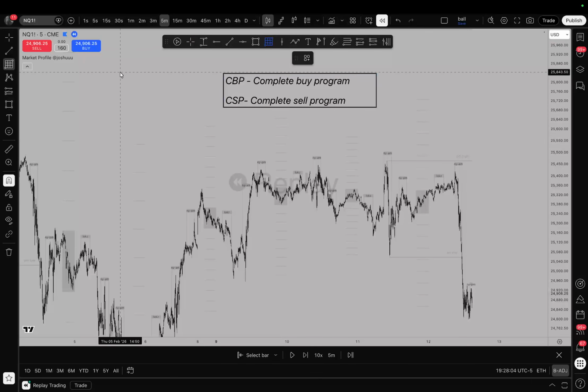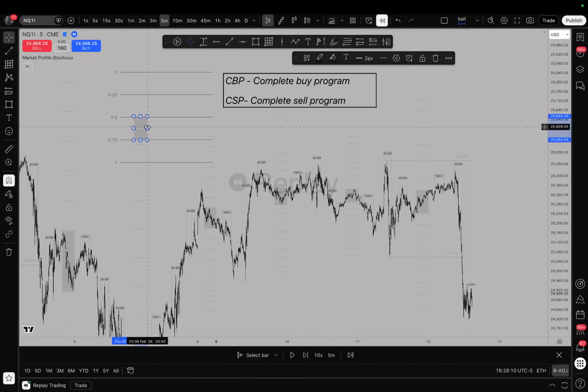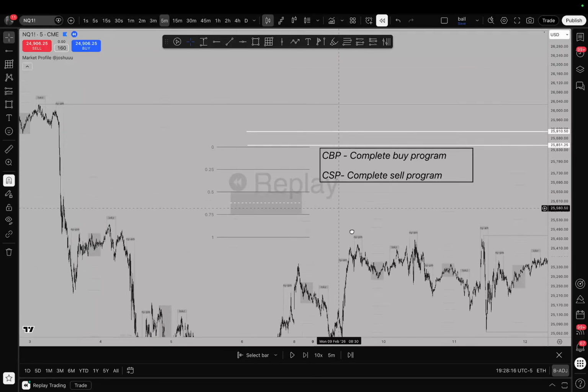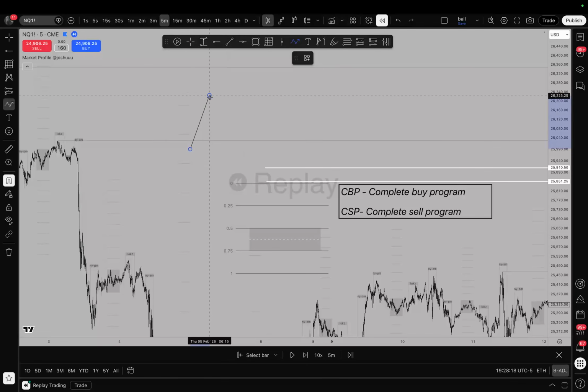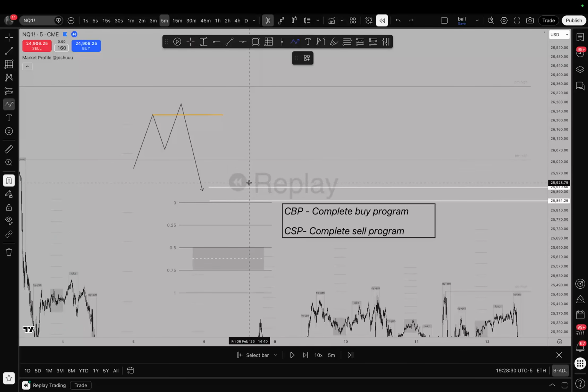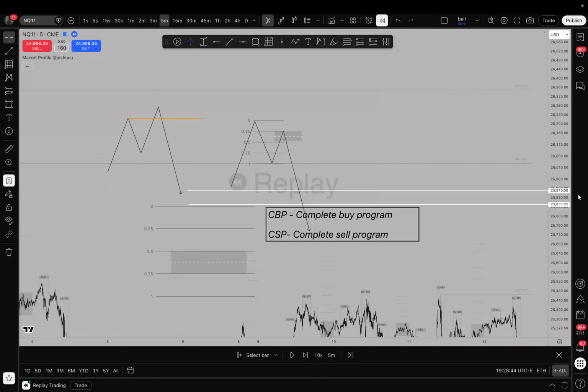One of the two ways is respecting the 0.5 to 0.75 range, or taking out liquidity on the up or downside. So we could see something like this. The only way to fall down here is by taking out this internal liquidity, or respecting the 0.5 to 0.75 range or 0.25 range. It's the same thing, right? They're just fractions of numbers.